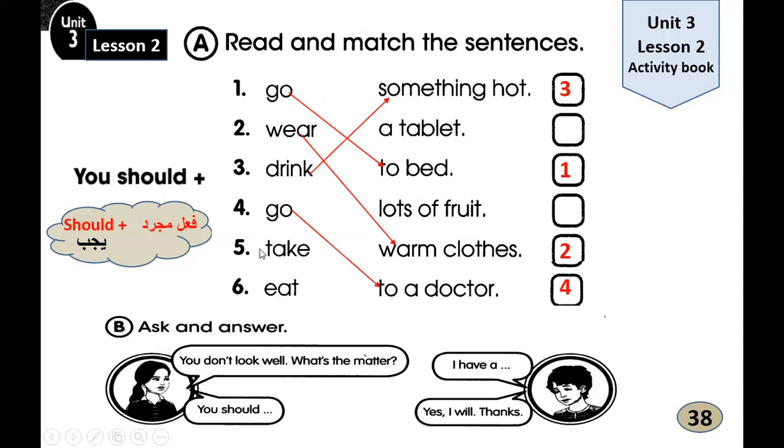5 you should take يجب أن تأخذ. You should take a tablet. يجب أن تأخذ حب الدواء أو حبوب الدواء. Write 5 inside the square. And finally, you should 6. You should eat. يجب أن تأكل lots of fruit. كثير من الفاكهة. Write 6 inside the square. طبعا إذا تسلسل الماتش راح يكون 3 5 1 6 2 4.